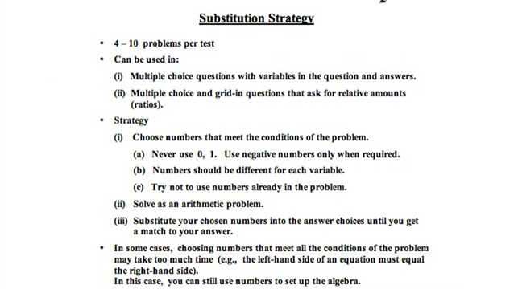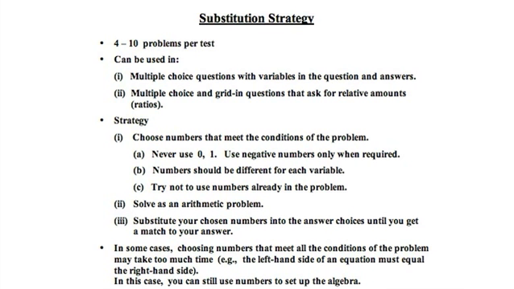The strategy can be used on multiple choice questions with variables in the question and answer choices, or on multiple choice and gridding questions that ask for relative amounts, such as ratios. The strategy is to choose numbers that meet the conditions of the problem, solve it as an arithmetic problem for a numerical answer, and for multiple choice, substitute your chosen numbers into the answer choices until you get a match to your answer. In grid-ins, you don't have to do the third step.